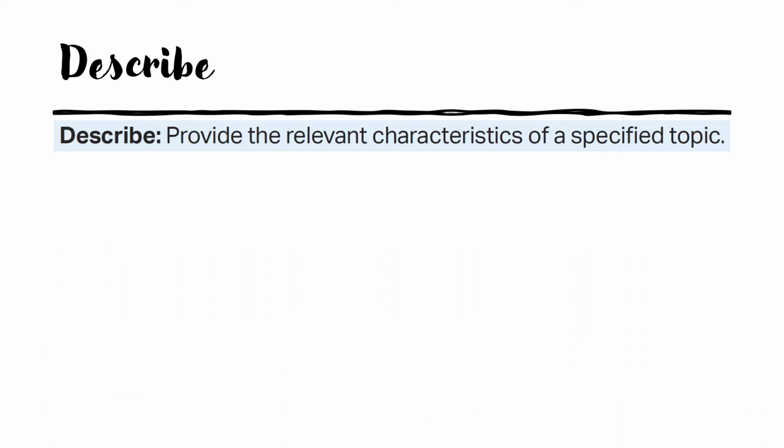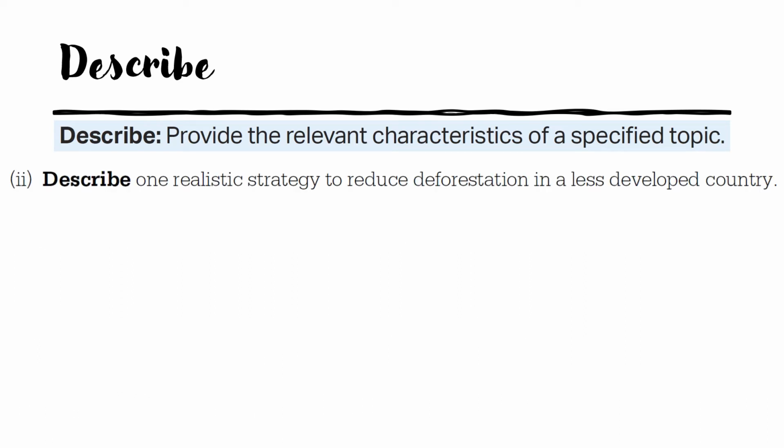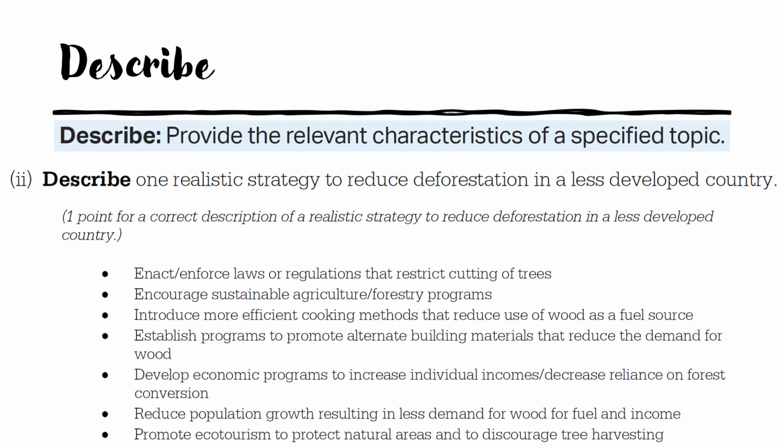So let's take a look at an example. Number 2. Describe one realistic strategy to reduce deforestation in a less developed country. Let's look at the answer that College Board provides. This has only a total of 1 point that you can earn, and the potential answers are listed there. Let's take a look at a couple. Enact or enforce laws or regulations that restrict cutting of trees, or encourage sustainable agriculture forestry programs.